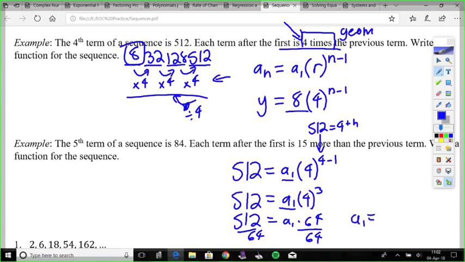A1 equals 8. My first way of doing it was more of a common sense kind of way, but this second way is a little bit more algebraic. However you want to do it, it's fine. Doesn't matter. We wrote the function either way. Okay.